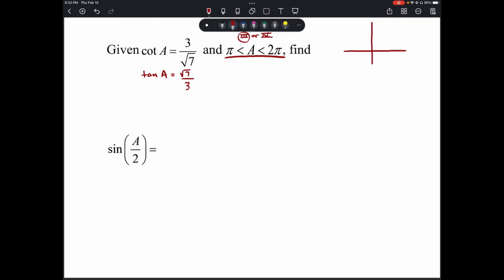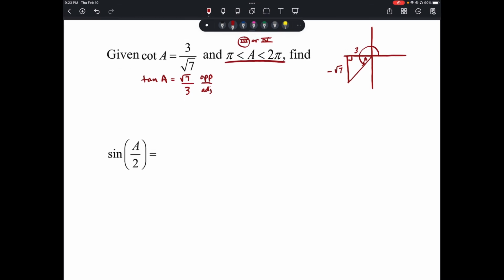Let's just go ahead and draw it. There's our coordinate plane. Let's draw in our bow tie in quadrant 3. And if our tangent is radical 7 over 3, remember that's our opposite over adjacent. So our angle opens to here. We'll call it A there. And that means this is radical 7. This is 3. But in order for it to be in the third quadrant, we know that this has to be negative. That has to be negative.